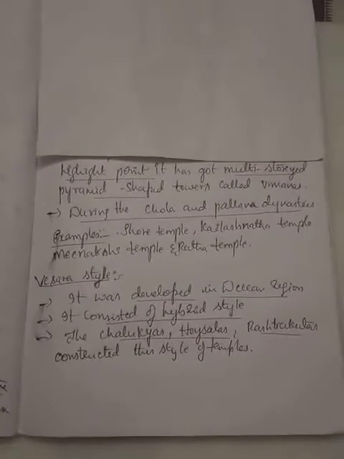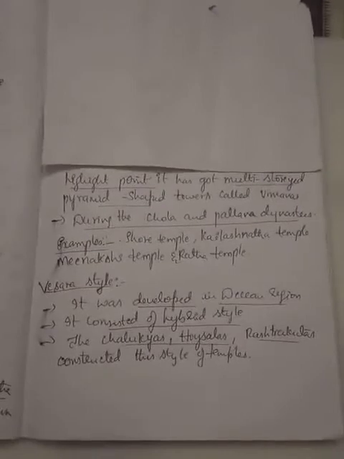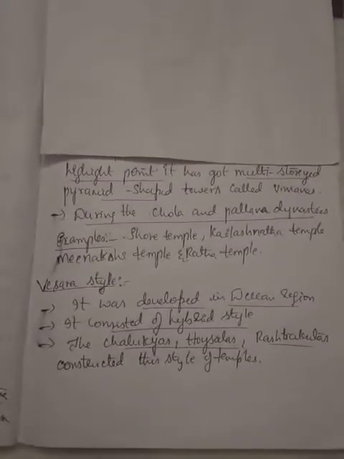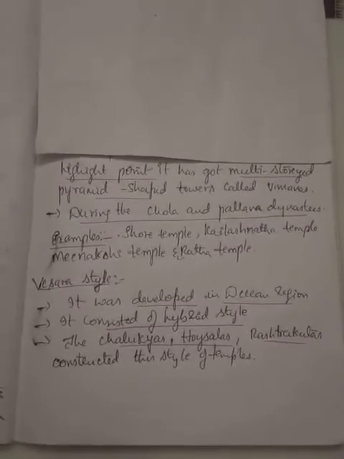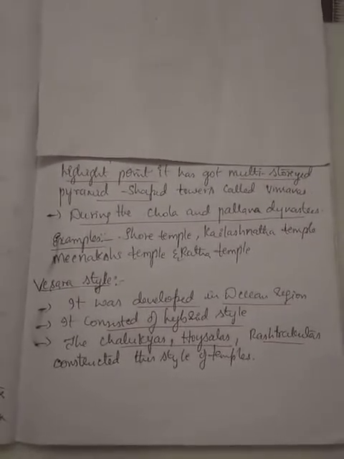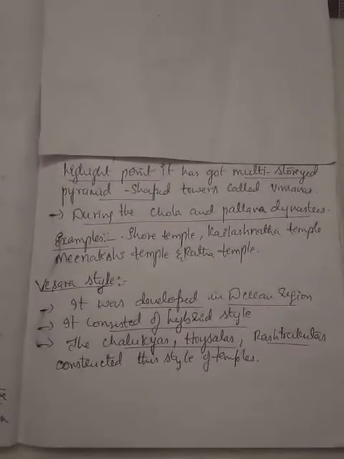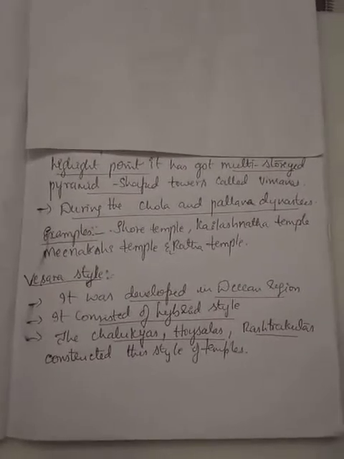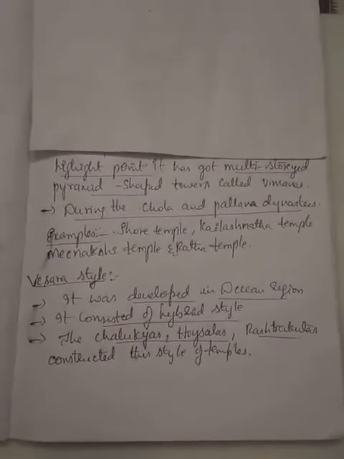So Vesara style was developed in which region? Deccan region. And how many styles does it consist of? More than one style. As it includes Nagara style and the Dravidian style, we call it a mixture, a hybrid style. So more than one kind of architectural style is implemented. Next, the Chalukyas, Hoysalas and the Rashtrakutas constructed these kinds of temples.